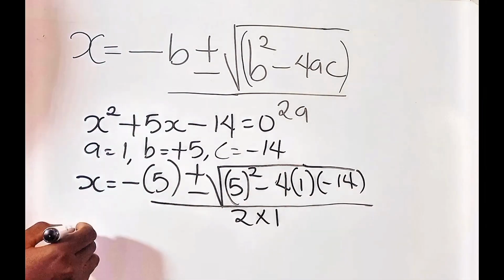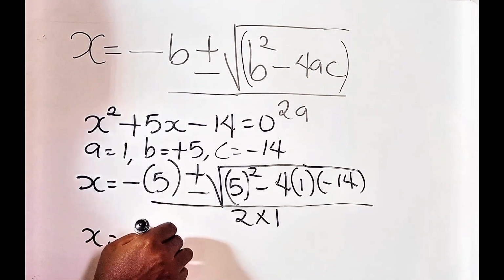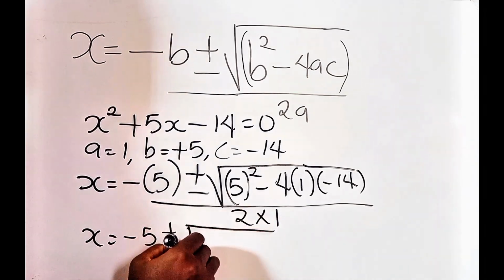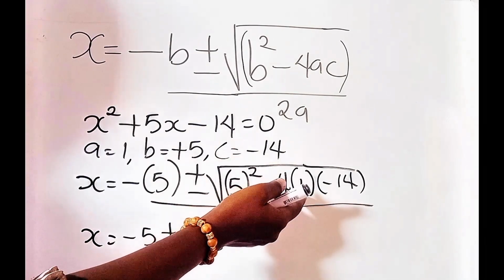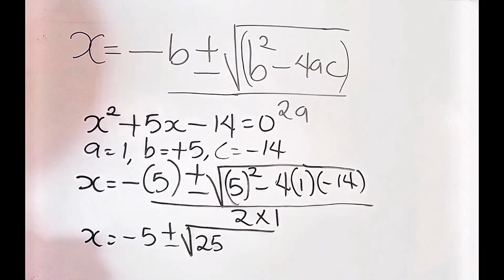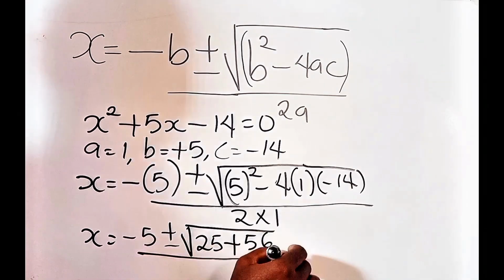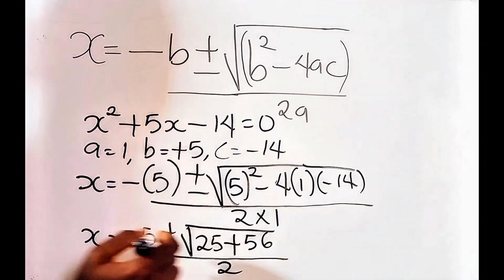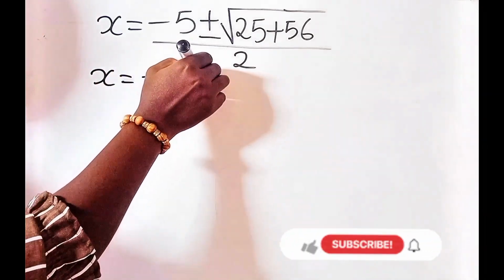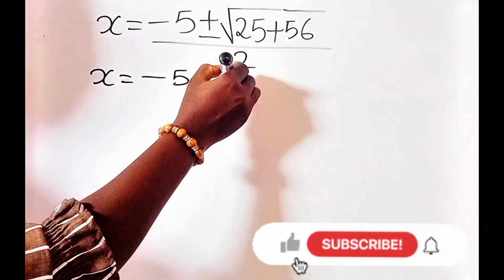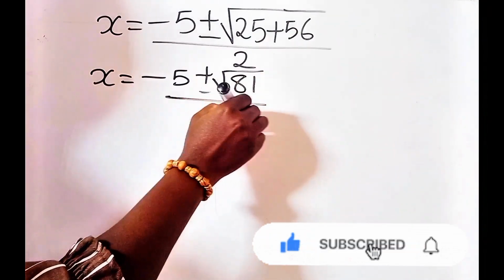If we simplify, we have x equals minus 5 plus or minus the square root of 5 squared, which is 25, minus 4 times 1, which gives minus 4. Minus 4 times minus 14 gives plus 56, all over 2 times 1, which is 2. So we have x equals minus 5 plus or minus the square root of 25 plus 56, which is 81, all over 2.